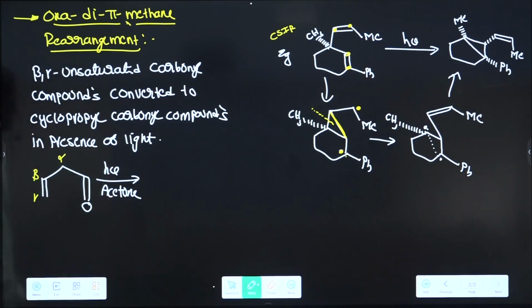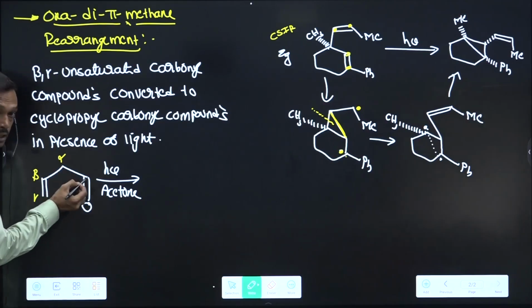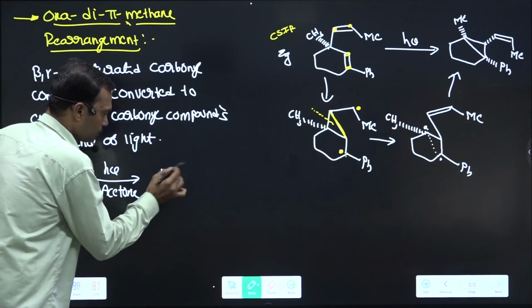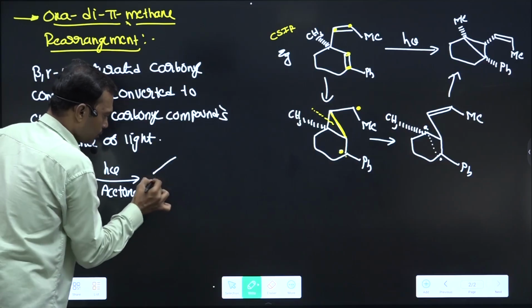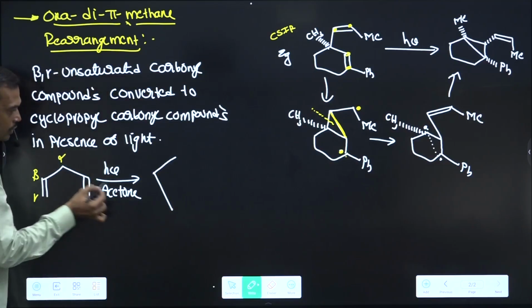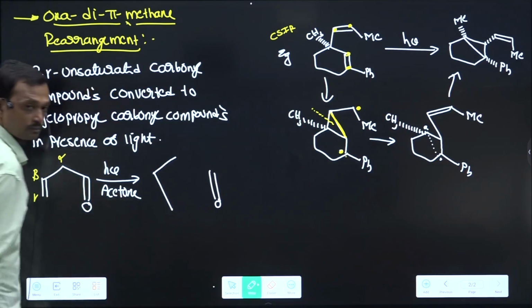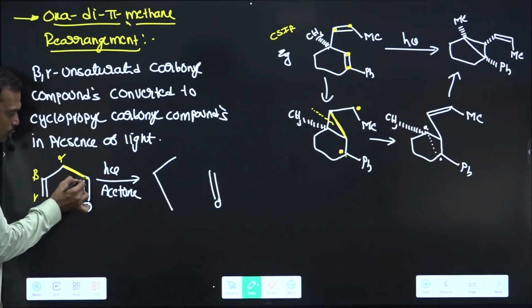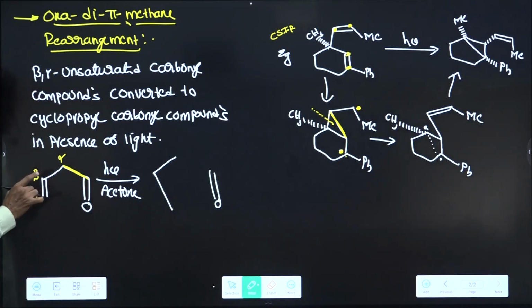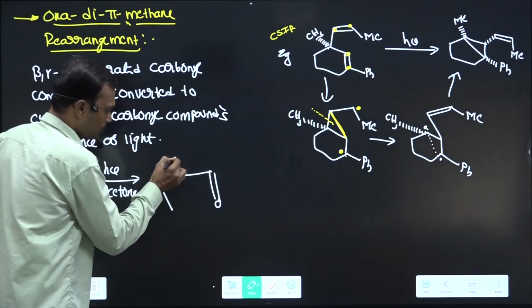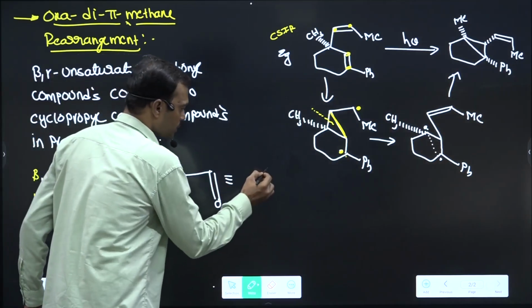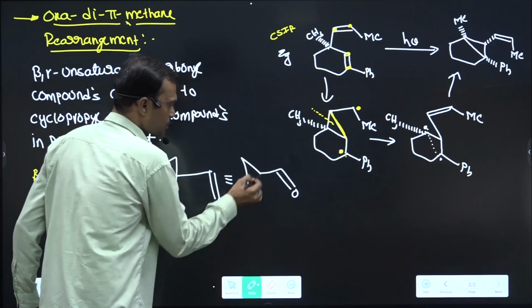Now remember the shortcut. First you break the bond between alpha and carbonyl carbon. Write it down like this. Remove this double bond. Join carbonyl carbon and beta. Join beta and gamma. That is the answer. It looks approximately the same. This is carbonyl and this is cyclopropyl.